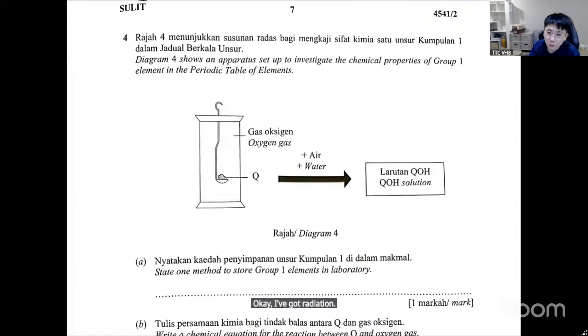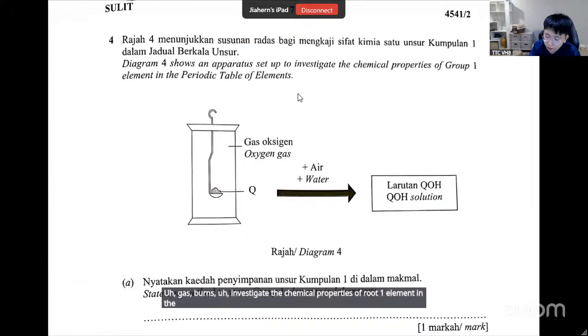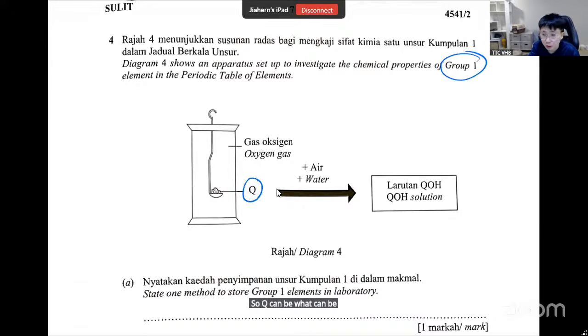Okay, moving down, we have oxygen gas burns, investigating the chemical properties of group 1 elements in the periodic table of elements. So guys, this is a group 1 element. So Q can be what? Can be lithium, sodium, potassium. So group 1: lithium, sodium, potassium.